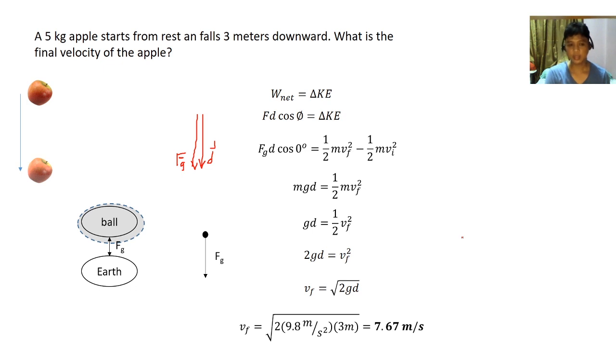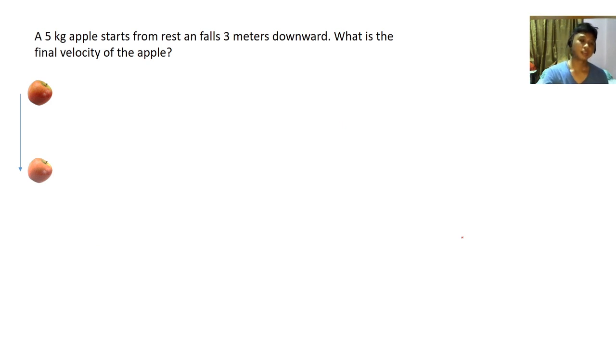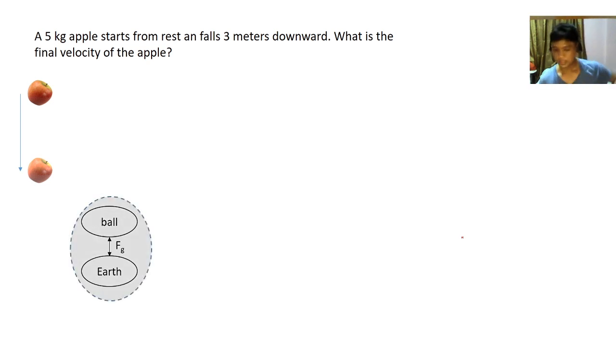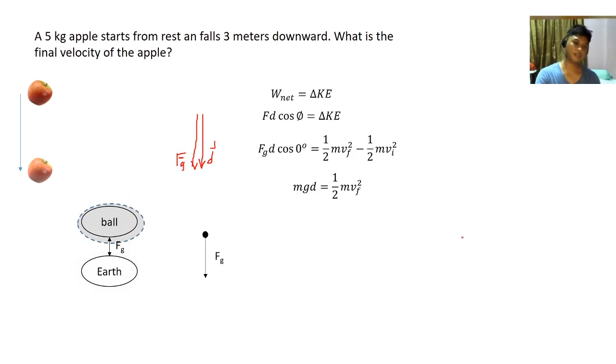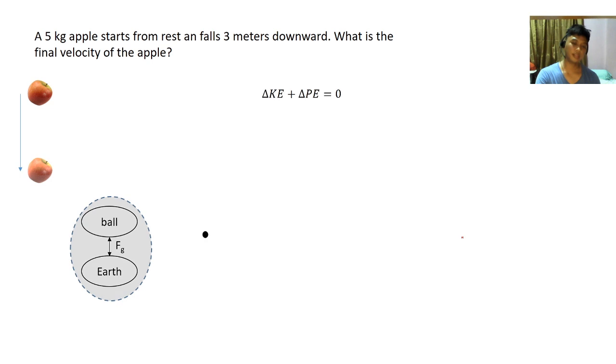Another way to solve this problem is if you treat your system to be both the ball and the earth. Now, are there any external forces in this system? No, there are none. There are only internal forces. And what's more, the internal force is just the gravitational force. It's a conservative force. And because it's an internal and conservative force, we can use equation B, which I will just show here.